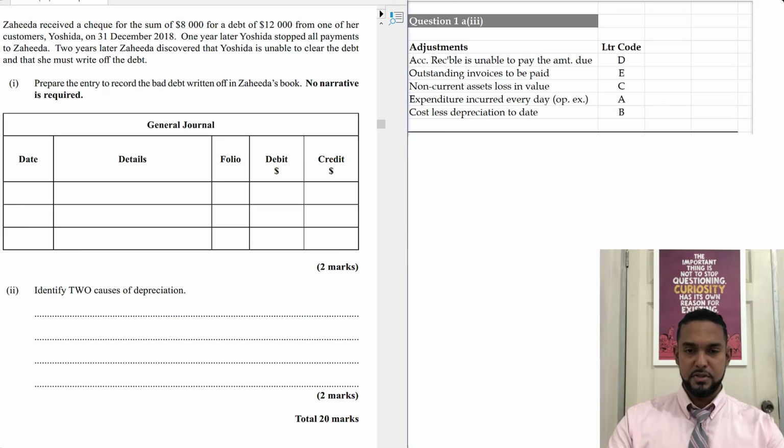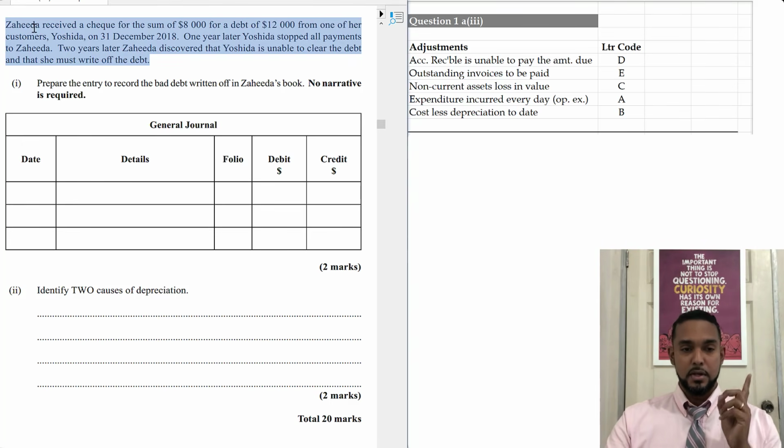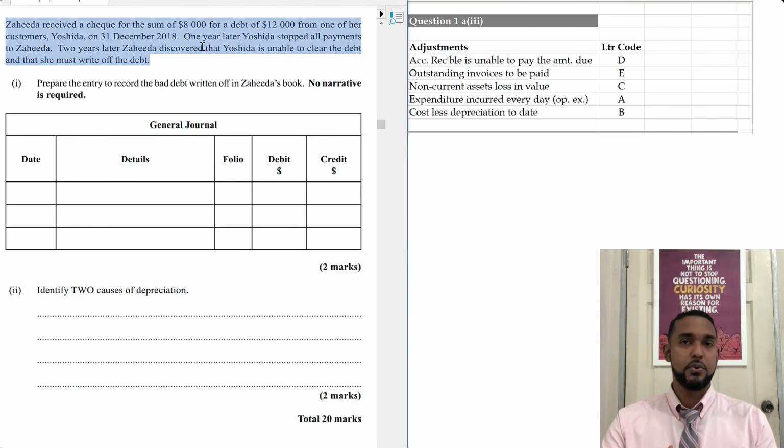All right, so we have a little bit of reading to do here. Always be sure to read properly. So it says here, Zahida received a check for the sum of $8,000 for a debt of $12,000 from one of her customers, Yoshida, on the 31st of December 2018. So she's paying off a piece of the debt, all right? So she paid 8 out of 12, therefore she has $4,000 left. 1 year later, Yoshida stopped all payments to Zahida, and 2 years later, Zahida discovered that Yoshida is unable to clear the debt and that she must write it off.